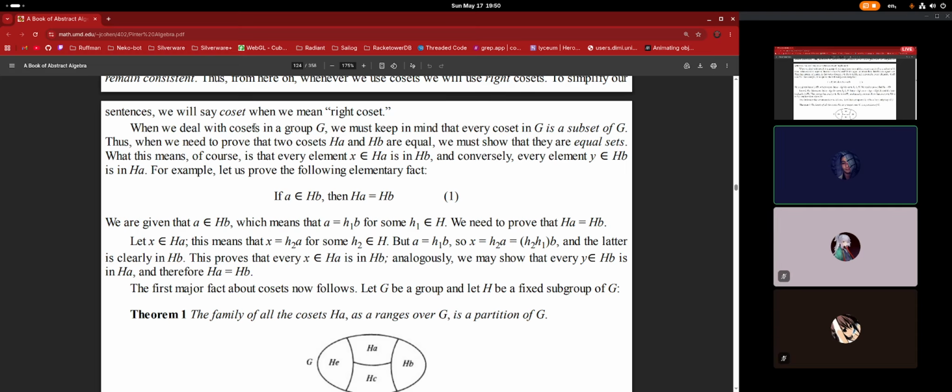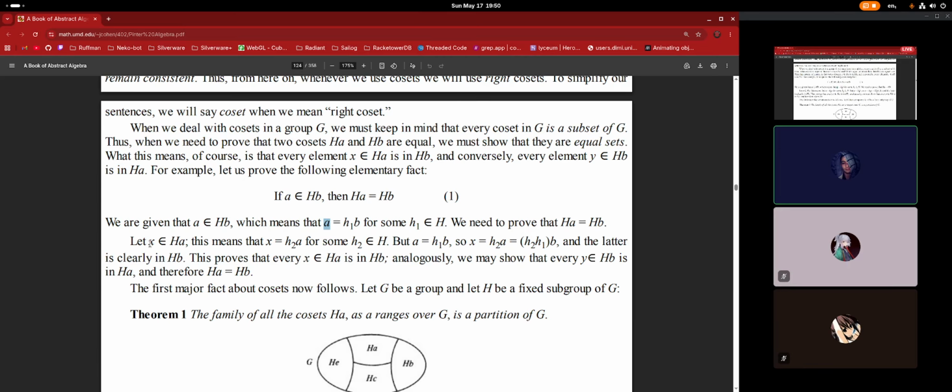What this means, of course, is that every element X contained in HA is in HB, and conversely, vice versa. For example, let us prove the following elementary fact: if there is an A which happens to be in HB, then HA equals HB. We are given that A is in HB, which means that A can be described as an element of the right coset, H1B for some H1 in H. We need to prove that HA equals HB.